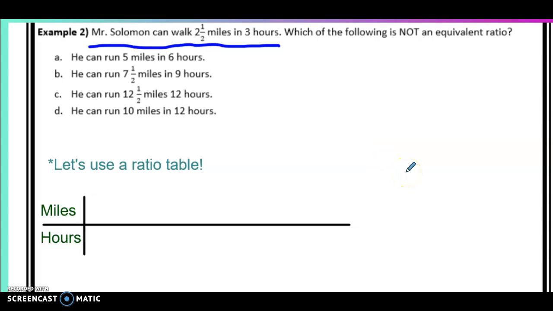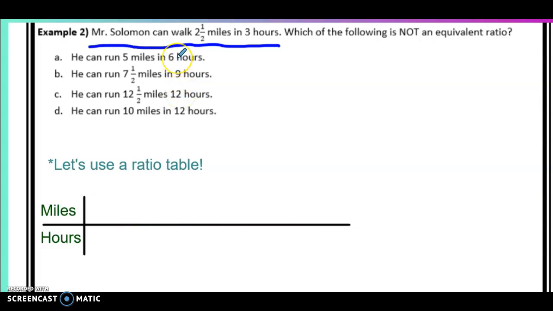Now, on a test, say on a summative, you may run into a question like this, where they give you a bunch of different things, and the only way to tell if it's true is to make a ratio table. In this case, we don't want to multiply because we want each part, like we want to know 6 hours, 9 hours, 12 hours.